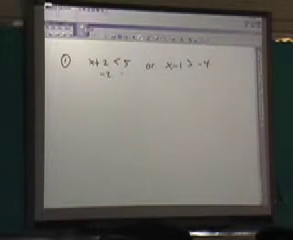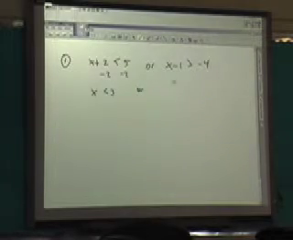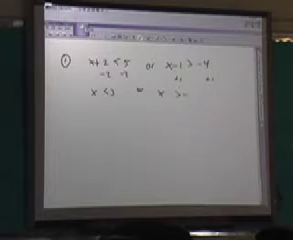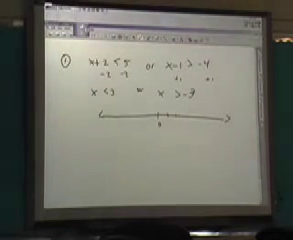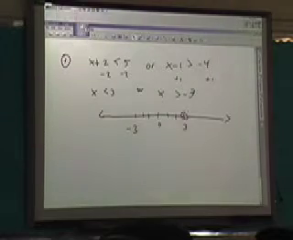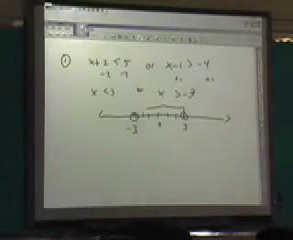You do -2 on both sides, you get x is less than 3, or add 1 on both sides, and you get x is greater than -3. Let's go to our graph and see what we get. Less than 3, we have 0, 1, 2, 3. Greater than -3. Less than 3 is going to go this way. Greater than -3 is going to go that way.